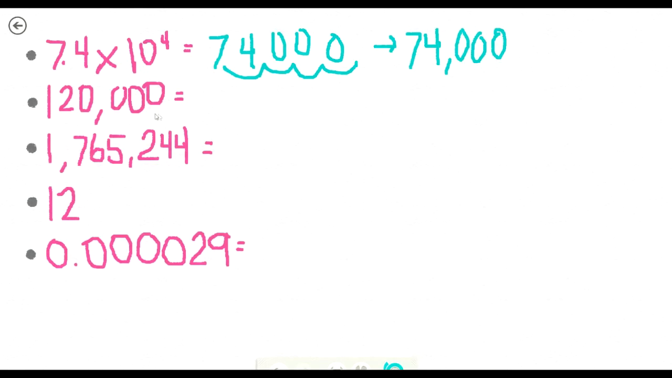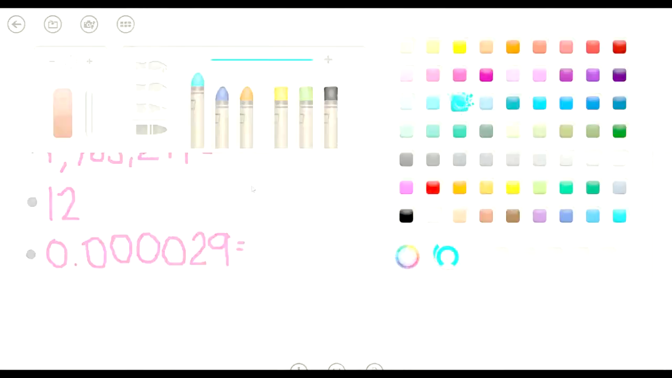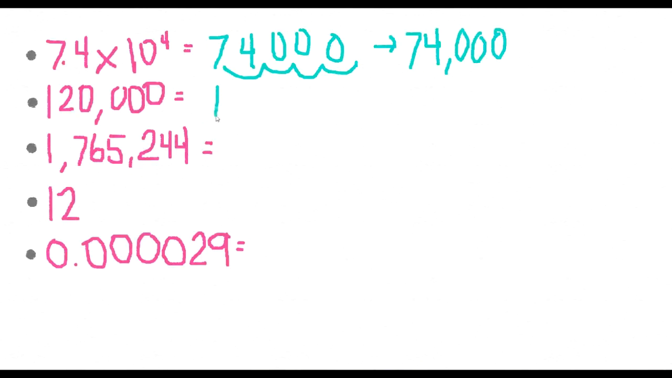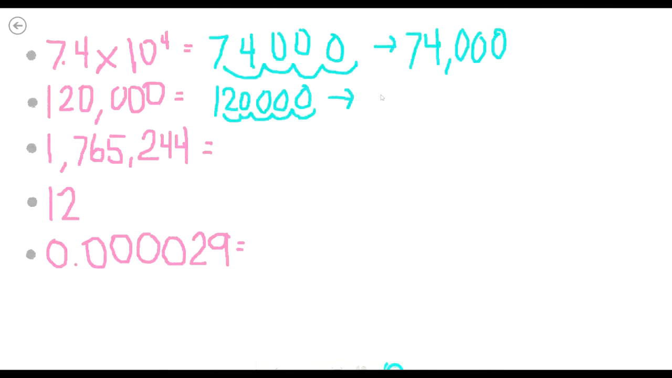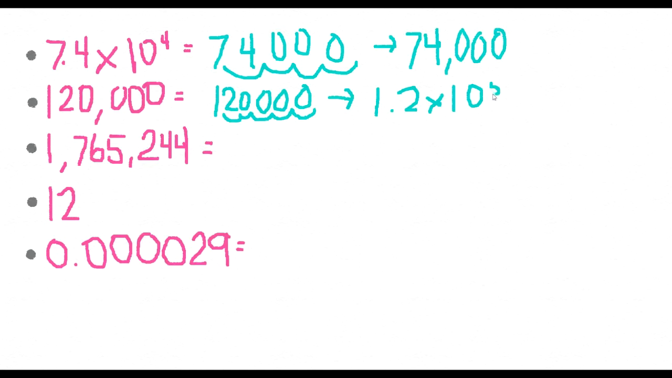Now 120,000. We're going to write it in scientific notation. Let's count: 1, 2, 0, 0, 0, 0. Let's move 1, 2, 3, 4, 5. That's 5. So we get 1.2 times 10 raised to positive 5. There you go.